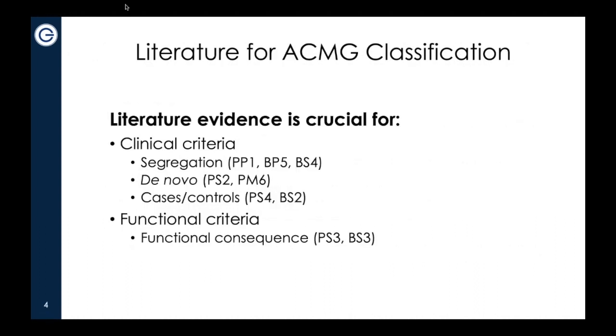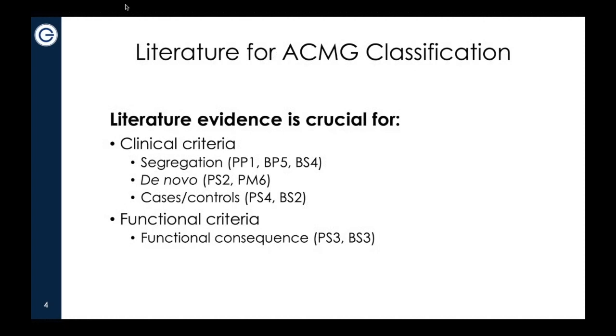Literature evidence specifically is crucial for the application of clinical criteria and functional criteria within the ACMG guidelines. So for clinical criteria, we'll be looking for whether the variant has ever been found to segregate with disease, whether it's been found in cases or controls and how many, and whether it's ever been found in a de novo case. And similarly, for functional criteria, we'll be looking for functional studies and what the nature of those studies were, whether they determined there was a damaging effect or not.